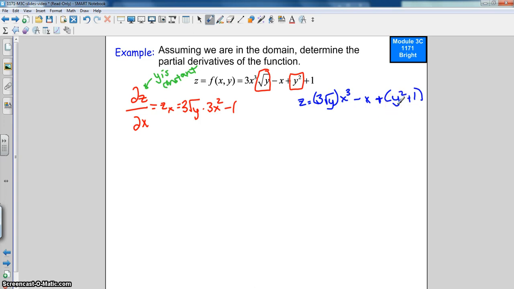Now, looking at the other derivative, del z over del y, which I can write as just z sub y. If I regroup this now, well, x is now constant.